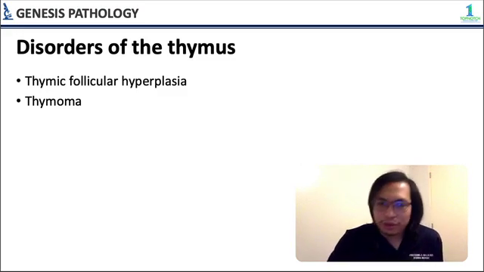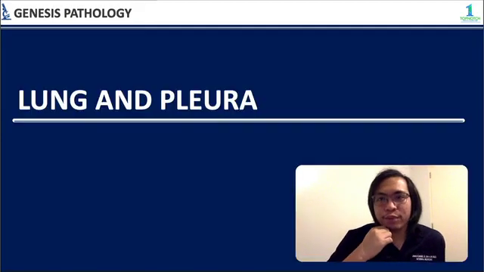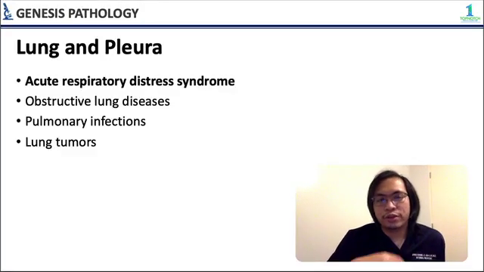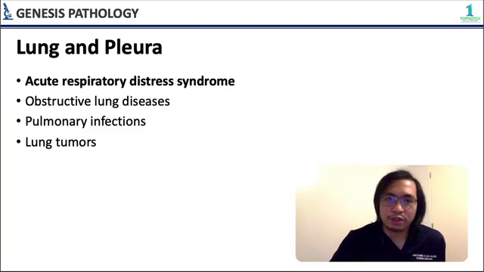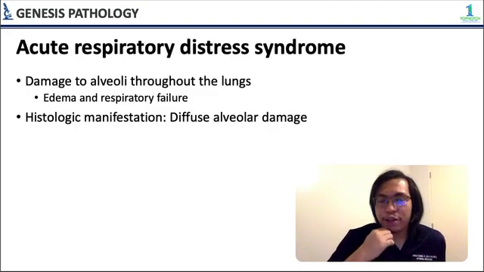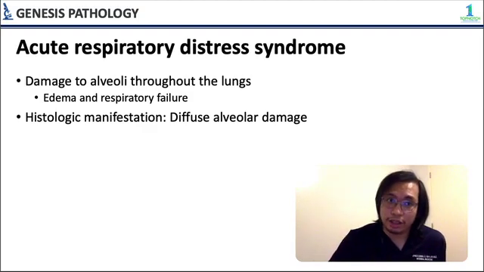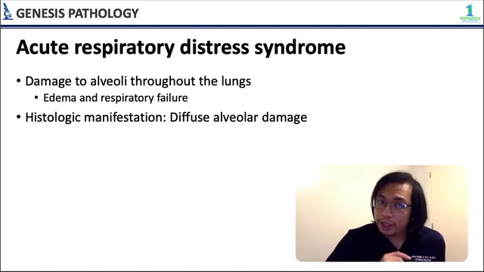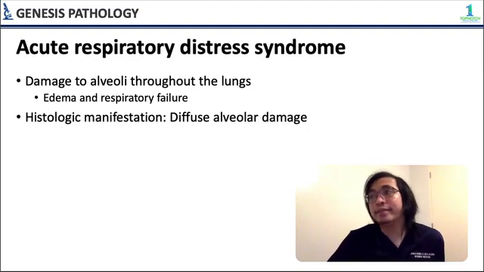Okay? Now, let's move to the lung and pleura. So, let's first talk about your acute respiratory distress syndrome. Then, let's talk about obstructive lung disease, pulmonary infections, papiaw lung, and your lung tumors. Now, acute respiratory distress syndrome, this is the damage to alveoli throughout the lungs. Now, this will cause edema and eventually respiratory failure. So, what is the histologic manifestation of your acute respiratory distress syndrome? That is your diffuse alveolar damage.